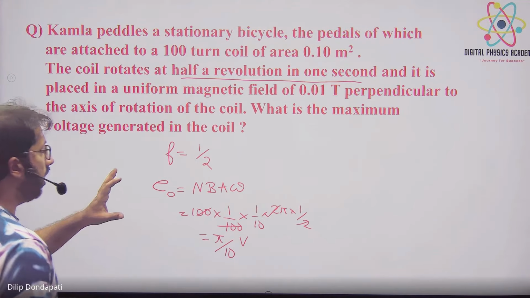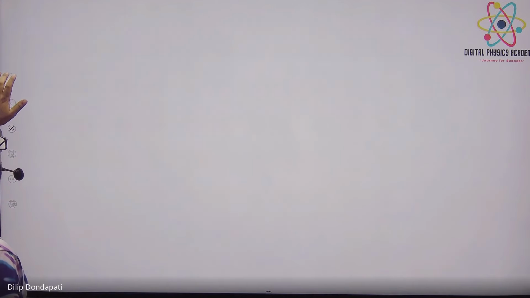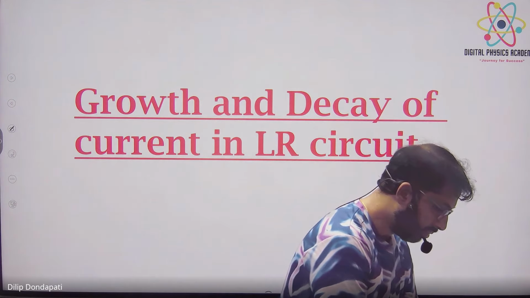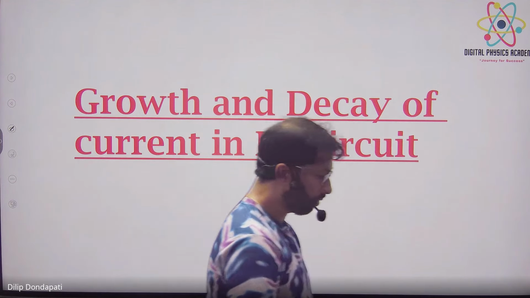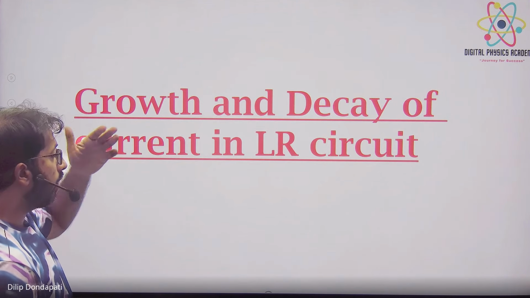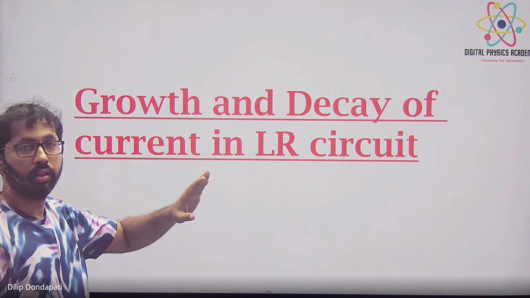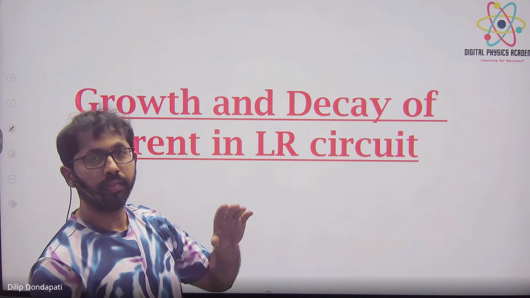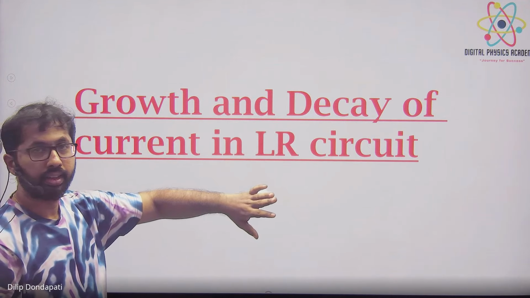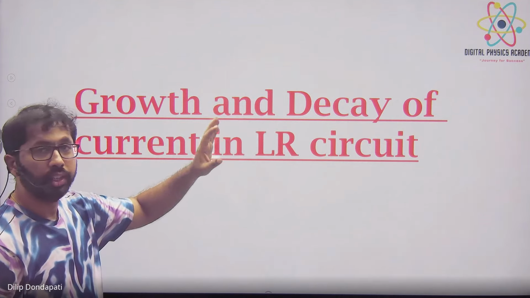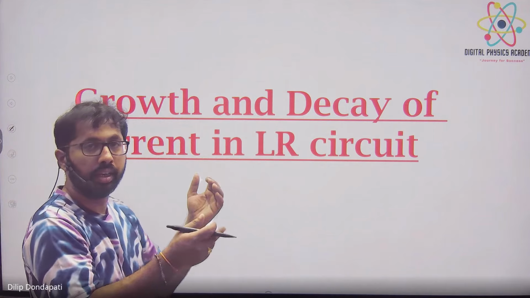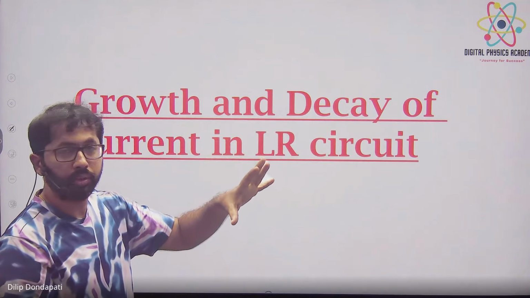Okay, the AC generator is done. One more small topic is there, which is growth and decay of current in LR circuits. Sometimes they ask questions on this. It is easy, formula based. I told you, resistance opposes the current. Inductance opposes the change in current. That is very important. It will not change suddenly. Even if you switch off, it will not suddenly become zero. It will slowly go to zero.